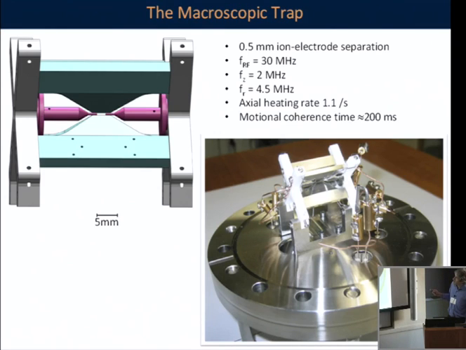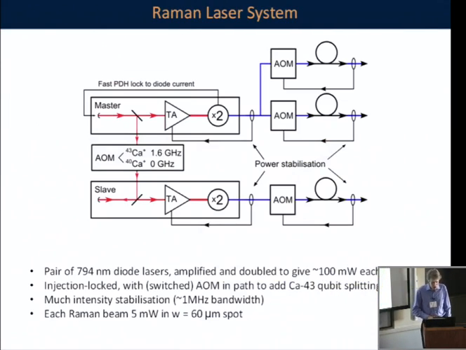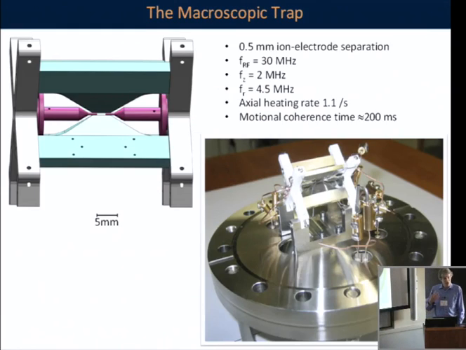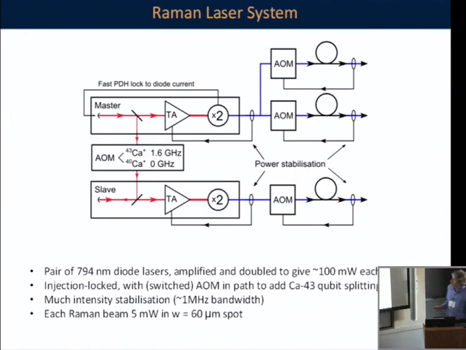The axial heating rate, so I'm going to use the axial mode for doing the gates, is about 1 quanta per second. Measured motional coherence time of order 200 milliseconds. So it performs well, as you'd expect for a reasonably large trap. We're going to be wanting to drive Raman transitions, as I mentioned at the beginning; calcium-43 has the 3 gigahertz splitting. So here's a little bit of detail on the Raman laser system.